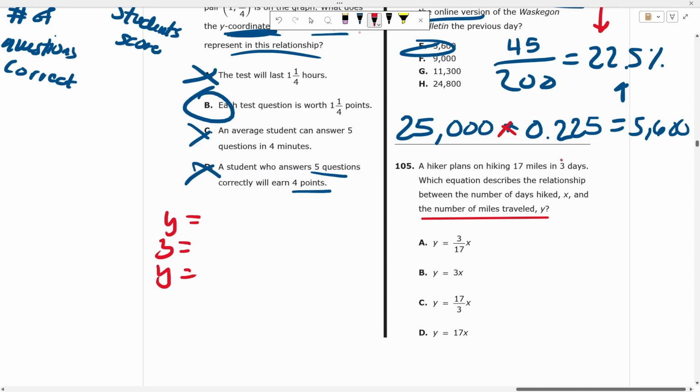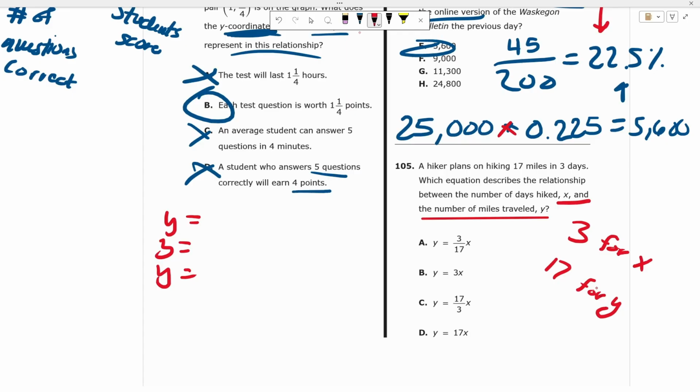And x is the number of days. So if I plug in 3 for x, I should get 17 for y, because y is the number of miles traveled. The problem literally tells us that you had to travel 17 miles in 3 days, so whichever one of these equations gives me 17 miles when I put in 3 is going to be the right answer. A is wrong because if I plug in 3 for x, I'm going to get 9 over 17. B is wrong because if I plug in 3 for x, I'm going to get 9. He did not hike 9 miles in 3 days. He hiked 17, right? So 17 should be the value of my y.